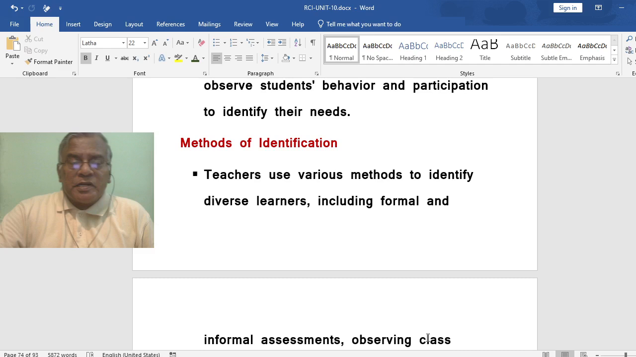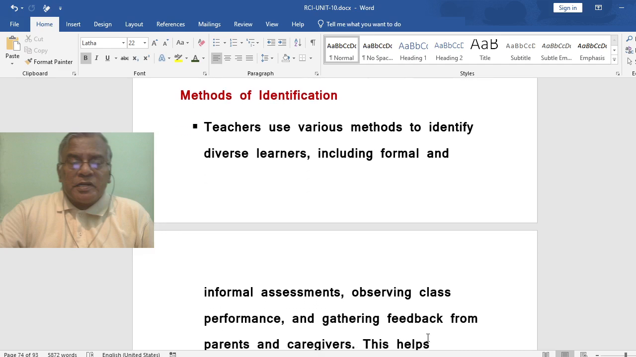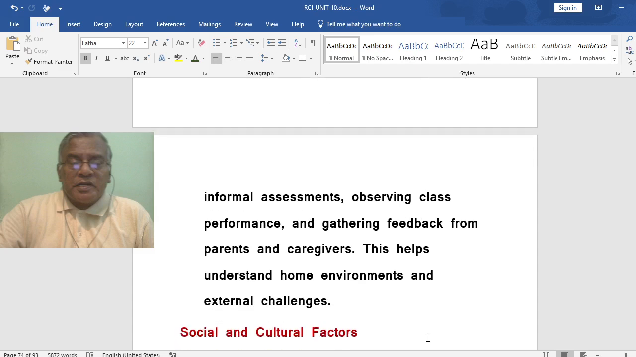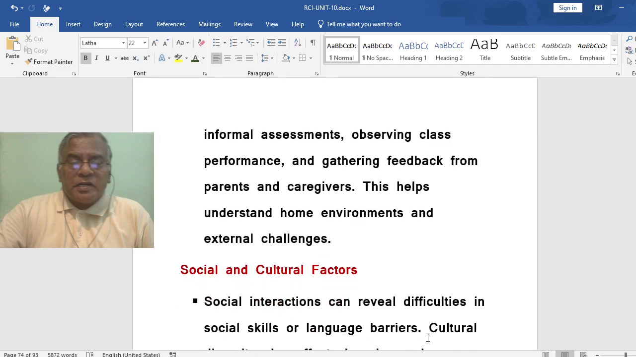What are the methods of identification? Teachers use various methods to identify diverse learners, including formal and informal assessments, observing class performance, and gathering feedback from parents and caregivers. This helps understand home environments and external challenges.